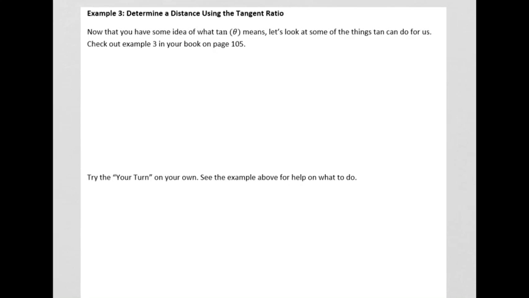Alright, so now that you have some idea of what tan theta means, let's actually look at some real problems where trigonometry is helpful to us. I want you to turn to page 105 in your textbook and look at example 3.